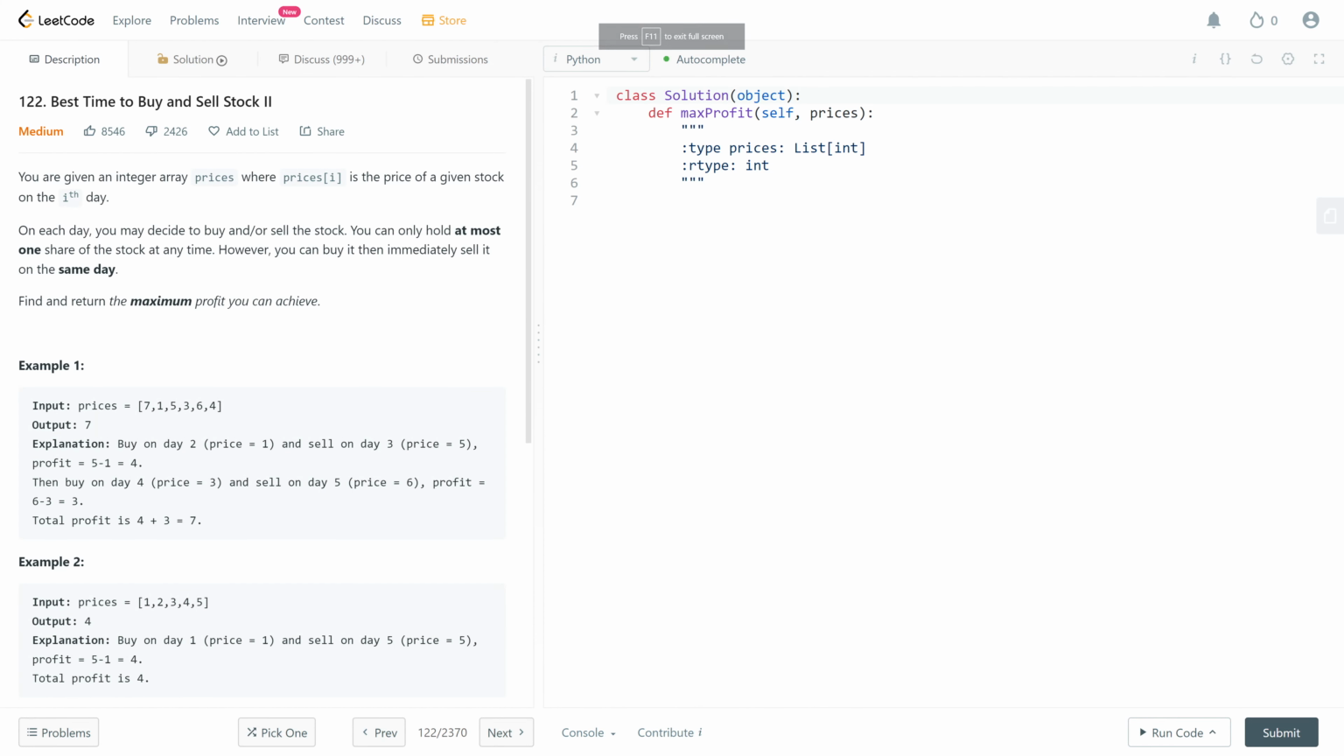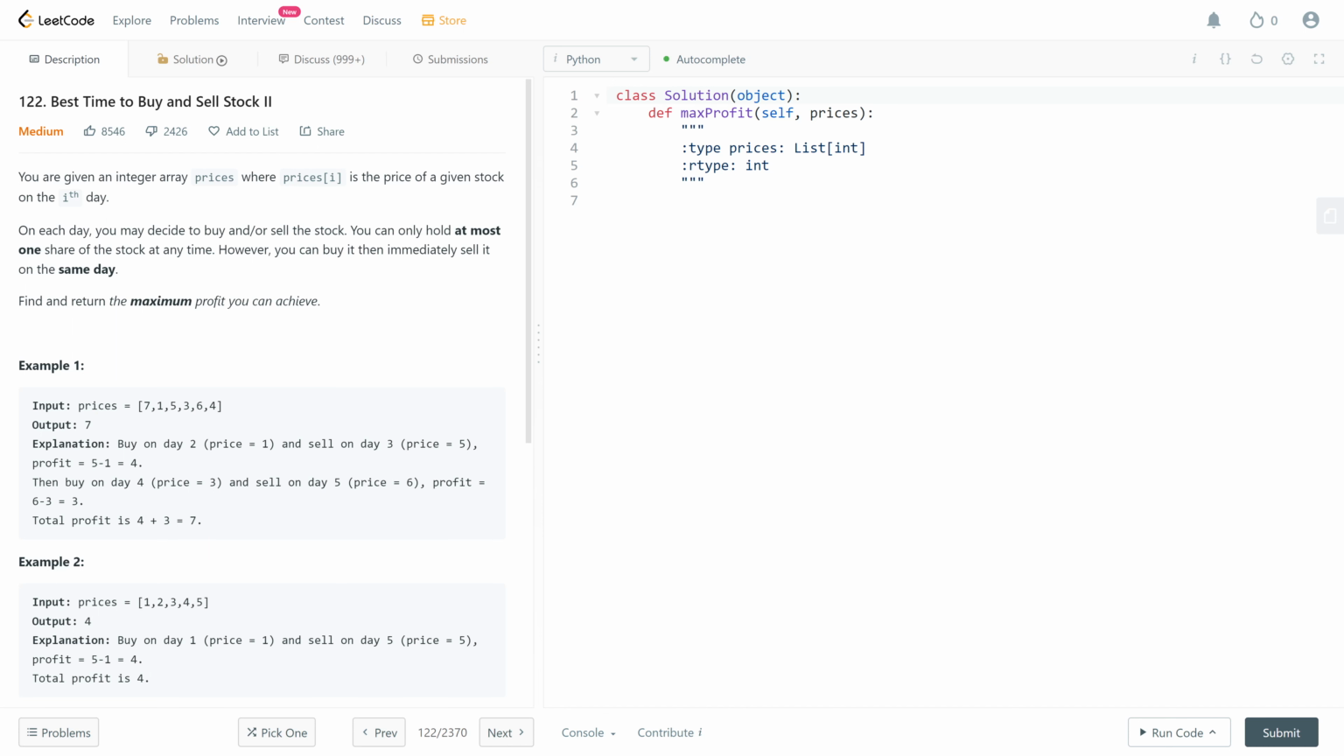Okay, so it's a medium problem. You're given an integer array prices where the array value is the price of a given stock on the ith day, and on each day you may decide to buy and/or sell the stock. You can only hold at most one share of the stock at any time. However, you can buy it, then immediately sell it on the same day. Find and return the maximum profit you can achieve.